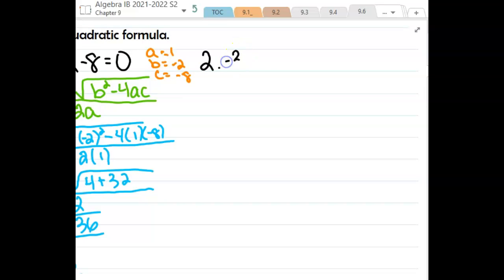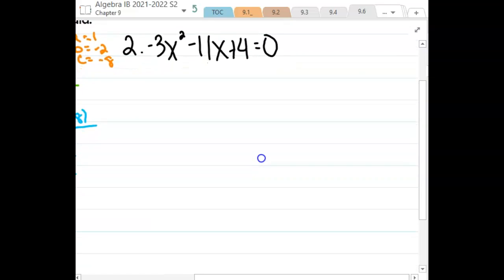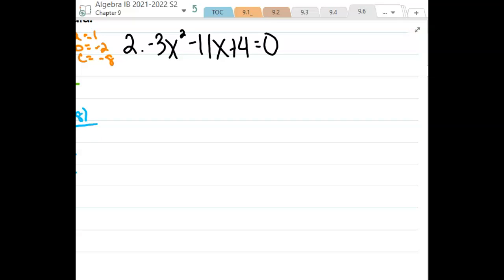Okay, let's do negative 3x squared minus 11x plus 4 equals 0. First thing, I would like you guys to get really comfortable with what the quadratic formula is. Like I said, it's going to be your best friend this week. So let's copy down that quadratic formula. X equals the opposite of b plus or minus the square root of b squared minus 4ac all over 2a.